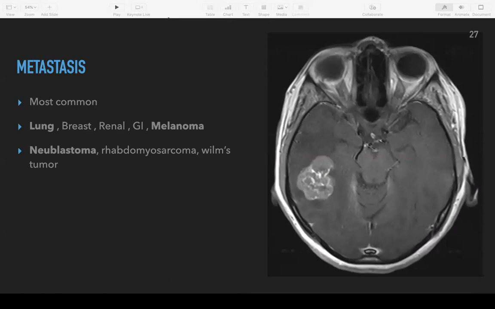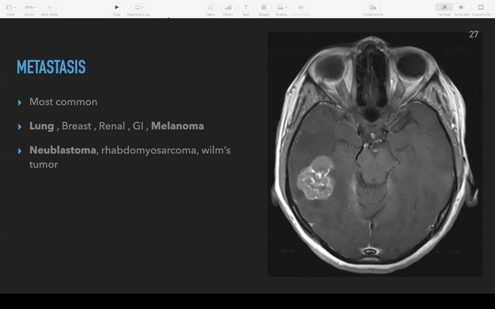And the most common tumor that we usually see in metastasis is lung cancer. Why? Because lung cancer is the most common malignant tumor. And we can also see breast, renal cell carcinoma, GI-related tumors, and melanoma.